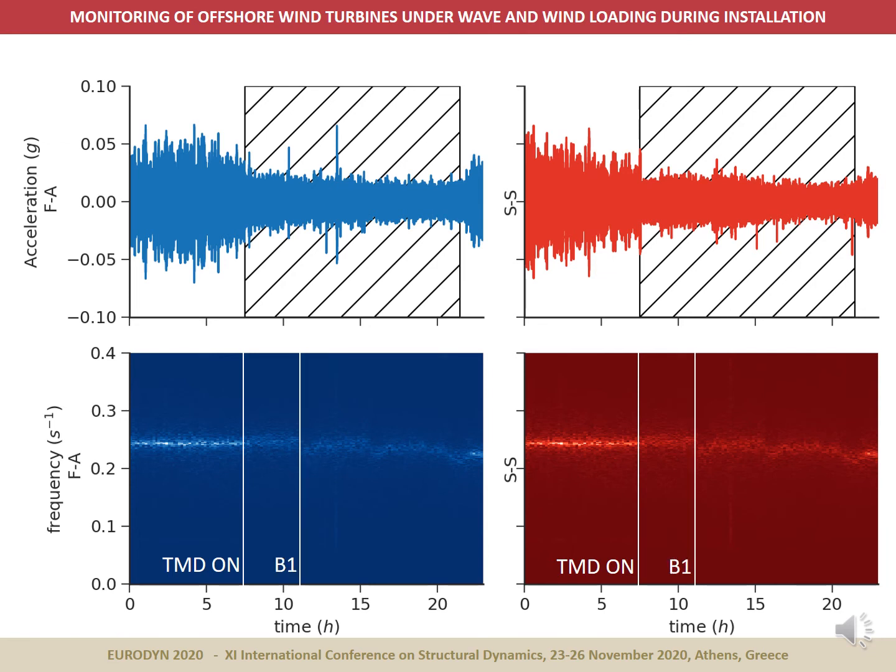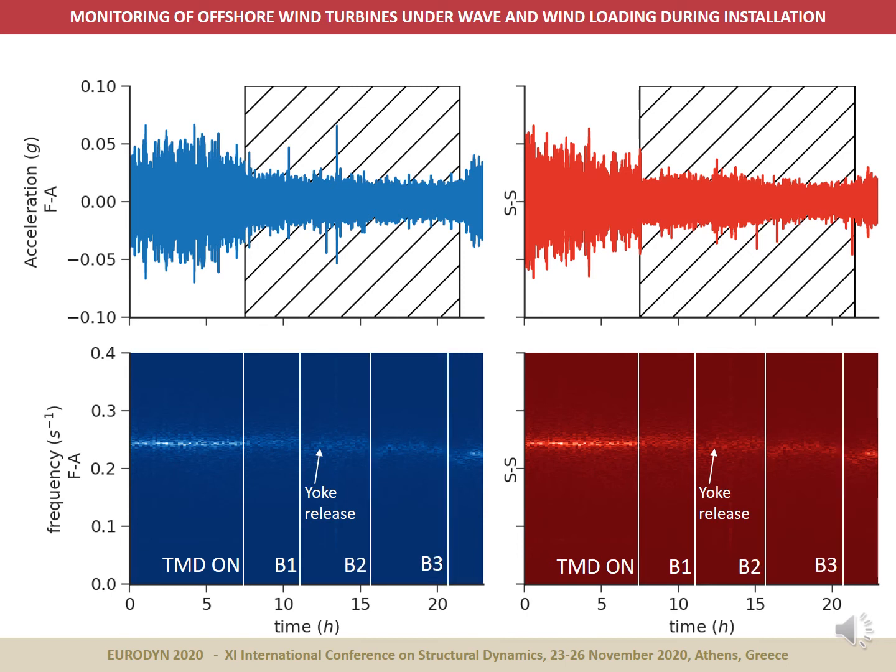When the first blade is added to the tower, a visible dip in the frequency appears. Because the blade yoke that is used to install the blades is quite heavy, the point in time when the yoke releases the blade can also be observed. The same behavior can be observed for blades 2 and 3 respectively. After all three blades are installed, the eigenfrequency is observably lower than prior to blade installation.